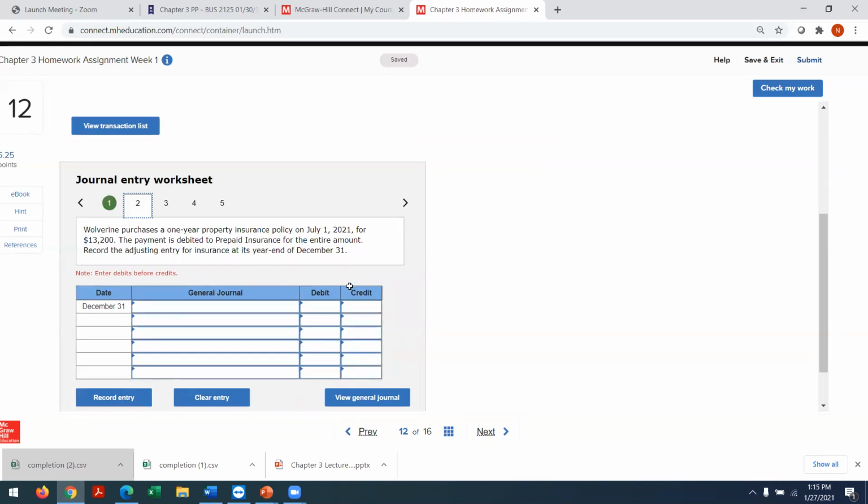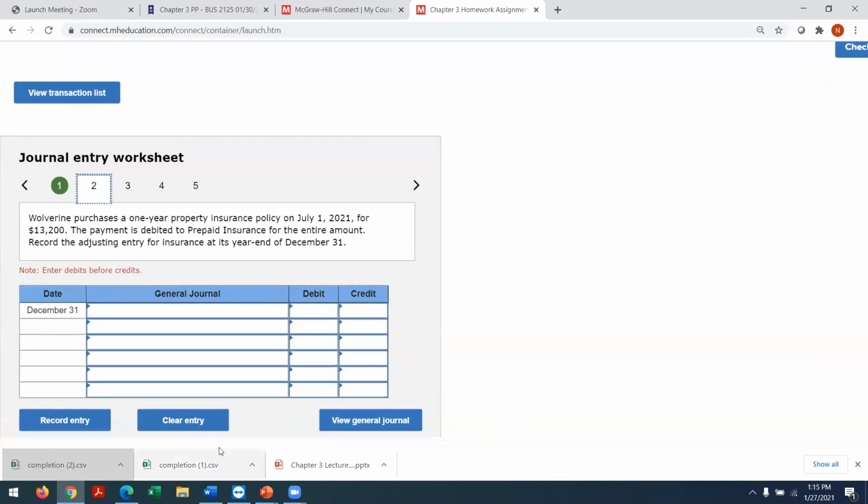Next, Wolverine purchases a 1-year property insurance policy on July 1st, 2021 for $13,200. The payment is debited to prepaid insurance for the entire amount. Record the adjusting entry for insurance at its year end of December 31st.